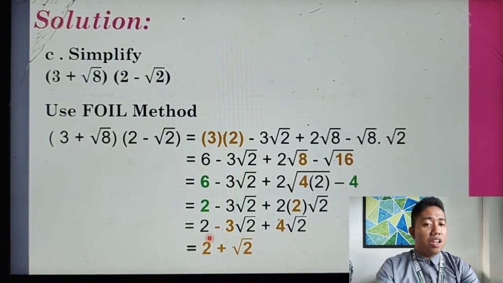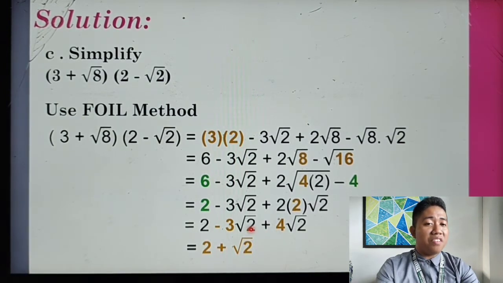So we have 2 and then plus, so negative 3 plus 4, so larger the positive value, so we get the difference, which is 1 square root of 2, or square root of 2. So the final answer is 2 plus square root of 2.